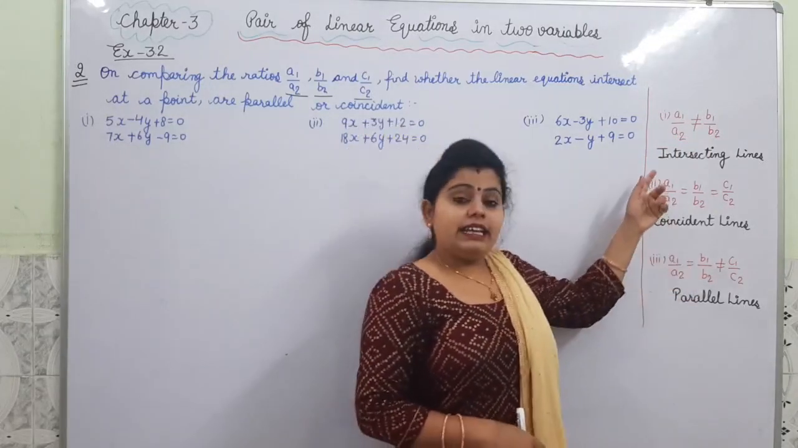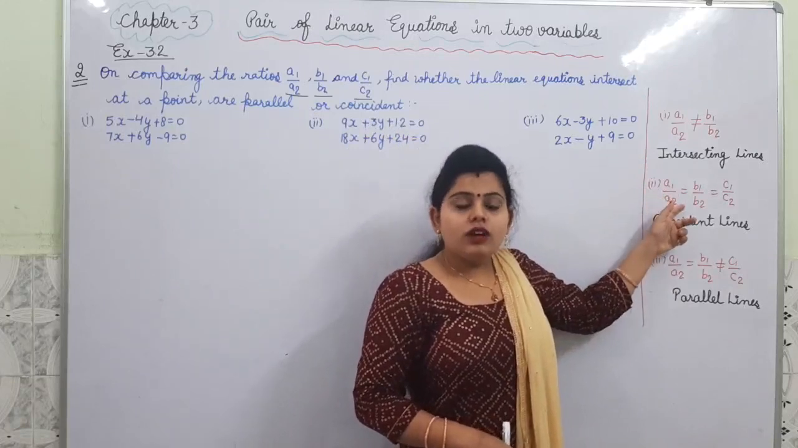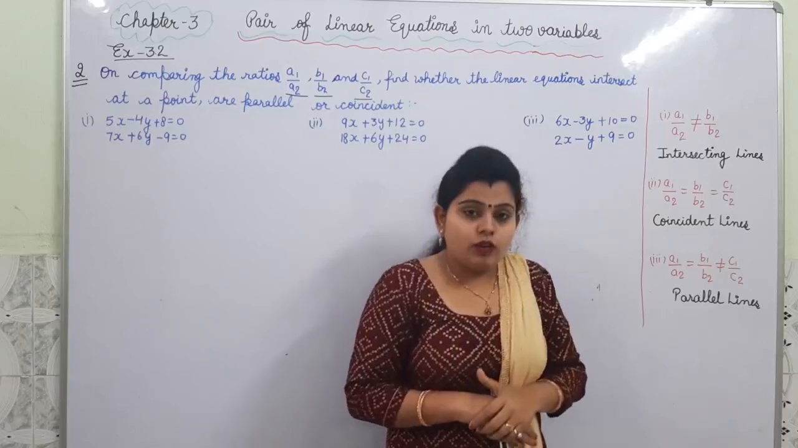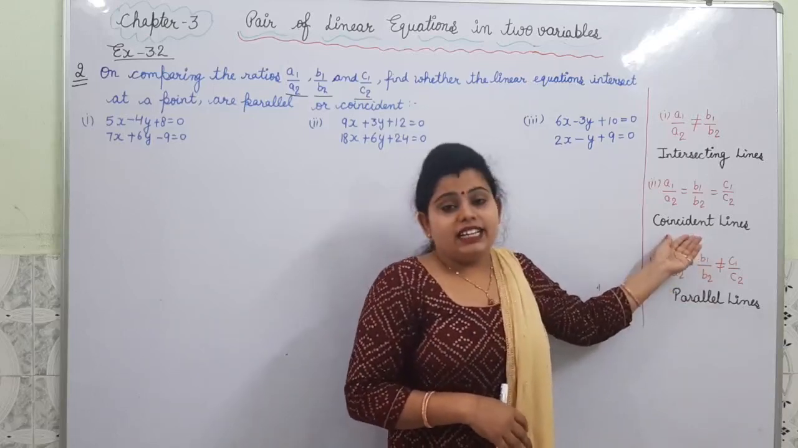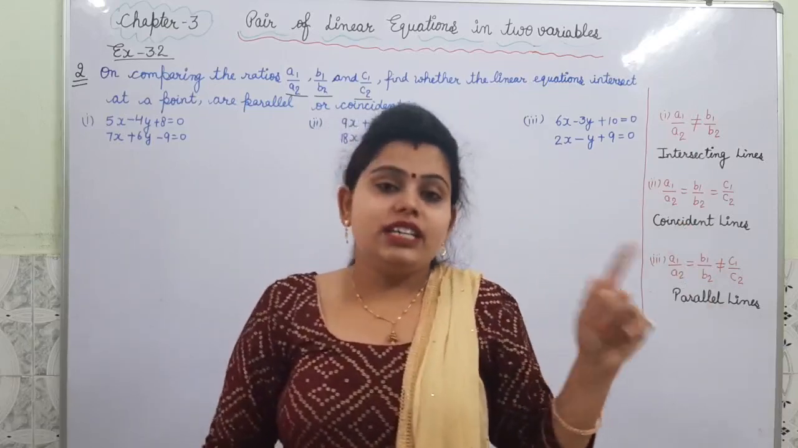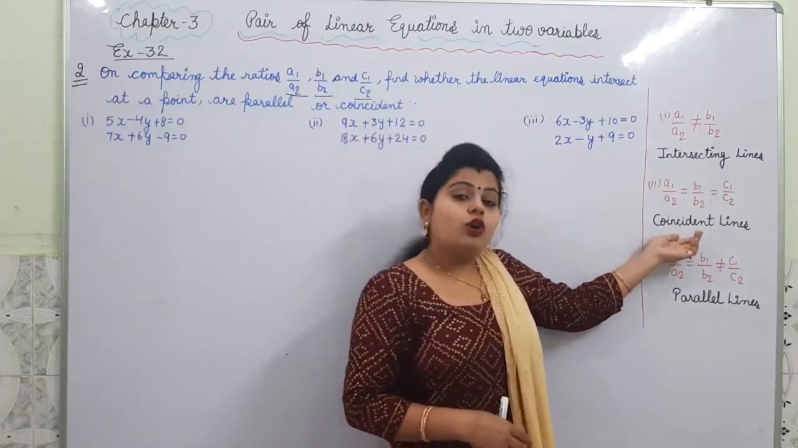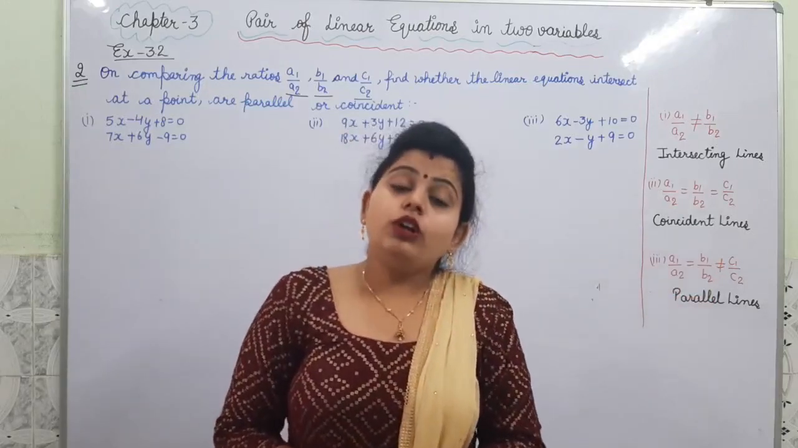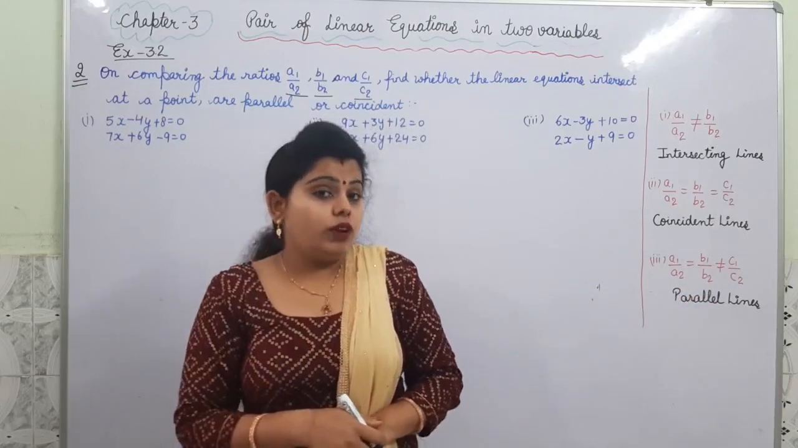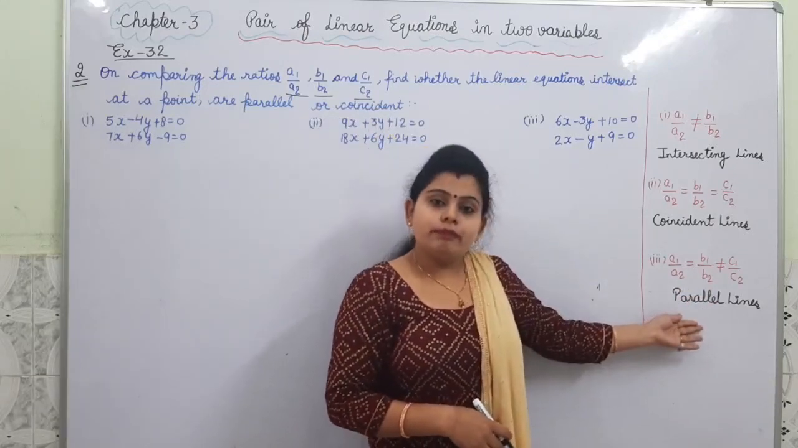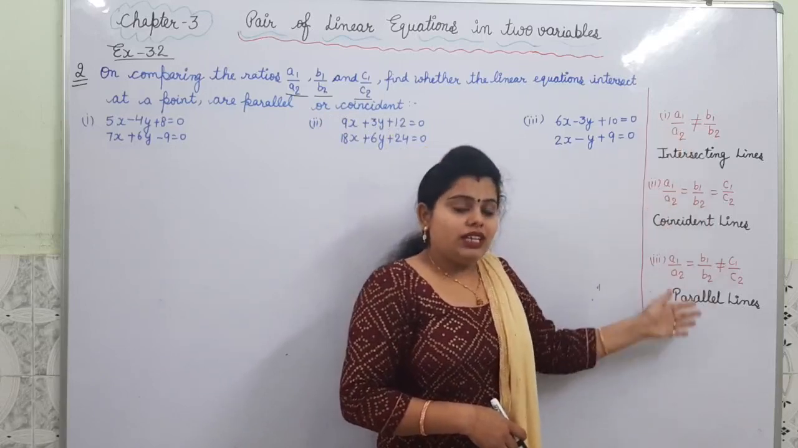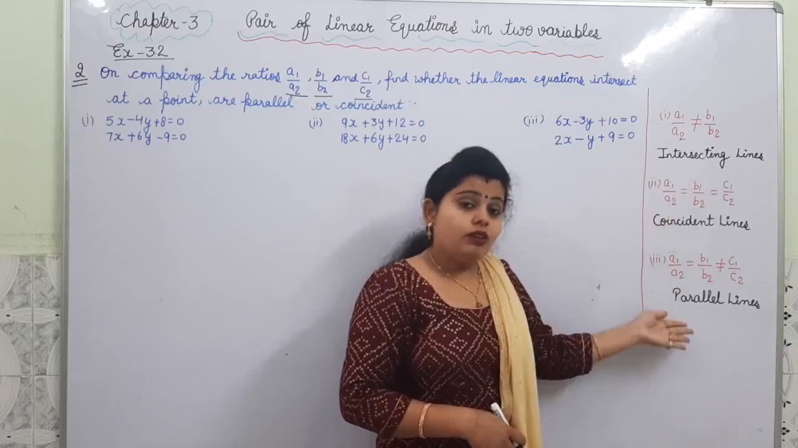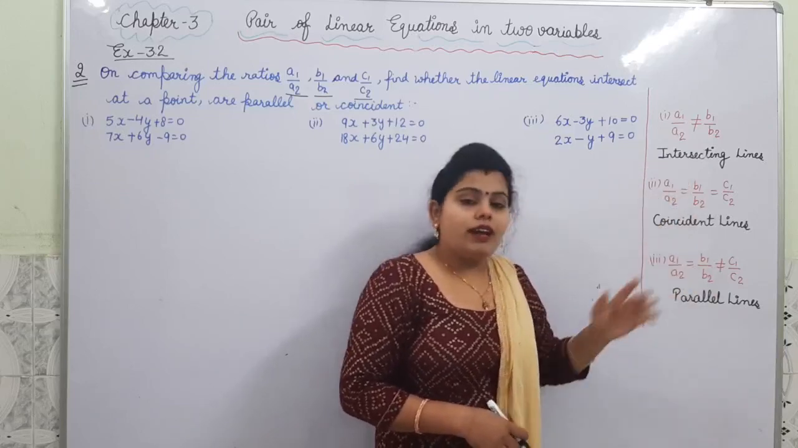Now in the second case, if A1 by A2 is equal to B1 by B2 is equal to C1 by C2, means all ratios are equal, then the lines are coincident lines, means the lines will overlap each other. In the third case, if A1 by A2 is equal to B1 by B2 not equal to C1 by C2, then the lines will be parallel. So depending on these results, we will tell whether the lines are parallel, coincident, or intersecting.